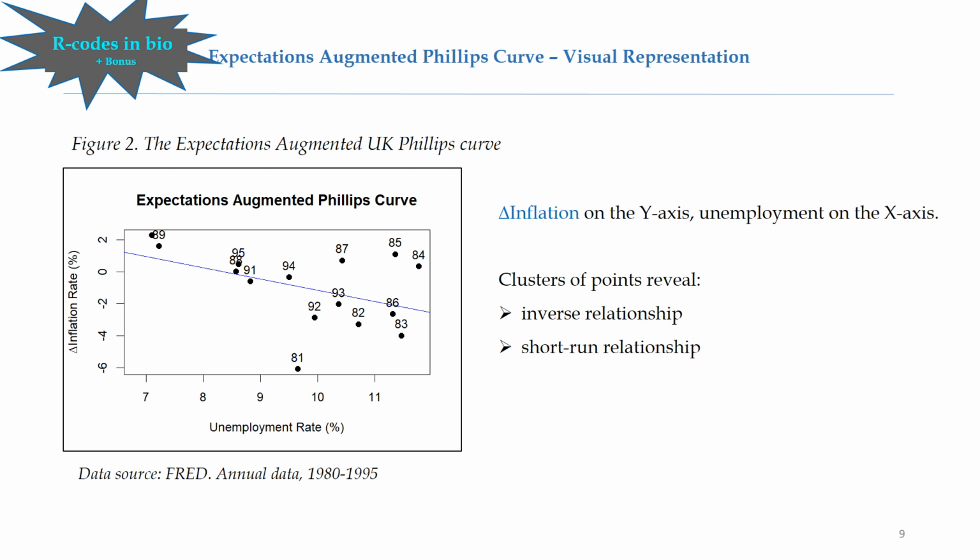Next, we researched the expectations-augmented Phillips curve model using the same dataset. We begin our investigation by creating a scatter plot where delta inflation is plotted on the y-axis while unemployment remains on the x-axis. Delta inflation is derived by subtracting the previous inflation from the current value. Notice the blue line, a trend line, with a similar negative slope as seen in the static model, indicating an inverse relationship between the two variables.